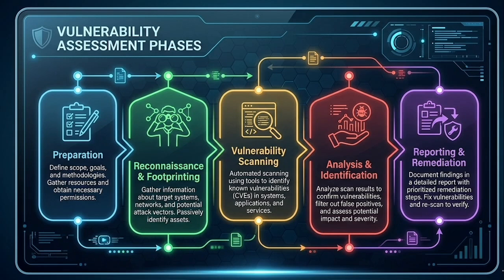Reporting is the main thing we have to do in vulnerability assessment. Document findings in a detailed report with prioritized remediation steps. Fix vulnerabilities and rescan to verify. At first, we have to prioritize the vulnerabilities according to their level of severity: critical, high, medium, low, and info. According to that, we have to provide remediation steps to fix those vulnerabilities, and rescan to verify whether the vulnerability is fixed or not. We are going to see these steps in detail.